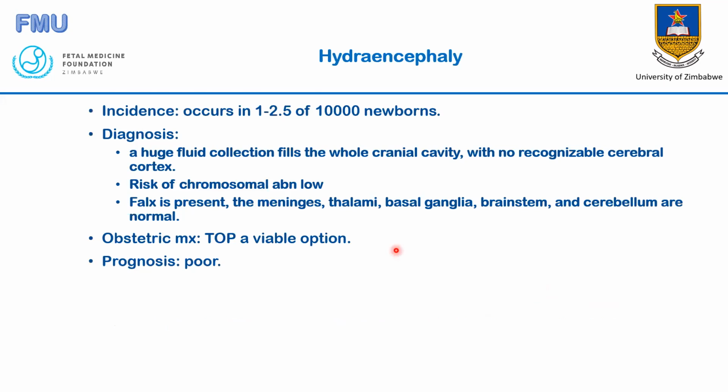Hydranencephaly. What is hydranencephaly? It occurs in 1 to 2.5 in 10,000 newborns. Normally, this is a huge fluid collection which fills the whole cranial cavity with no recognizable cerebral cortex. The falx is present, as well as the meninges; the thalami, the basal ganglia, the brainstem, and the cerebellum are normal. The risk of chromosome abnormality is low, and termination of pregnancy is a viable option because this baby does not have the cerebrum. The two brain hemispheres, the cerebrum, are missing. The prognosis is obviously very poor.